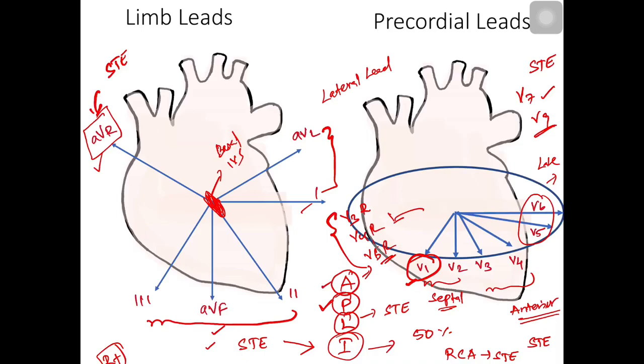So anterior is the chest leads mainly, posterior is the posterior chest leads, lateral by both chest leads and the two limb leads 1 and AVL, inferior by the limb leads 2, 3 and AVF. This is where the ST segment elevation will be found in these types.